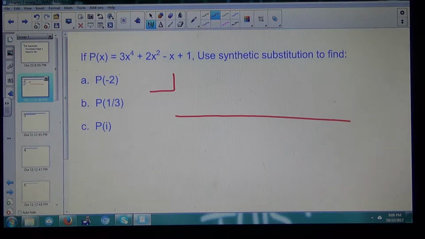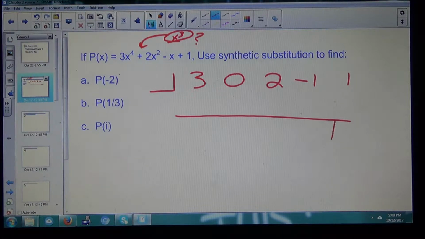What's the key thing that you have to remember when doing synthetic substitution? Yep, remember those placeholders. So I have an x to the fourth. Notice right here I am missing an x cubed. I don't have an x cubed. Okay, since I don't have an x cubed, I would put a 0 in. My x squared would be a 2. My x is a negative 1. And then I have to put that 1 down for my constant at the end.